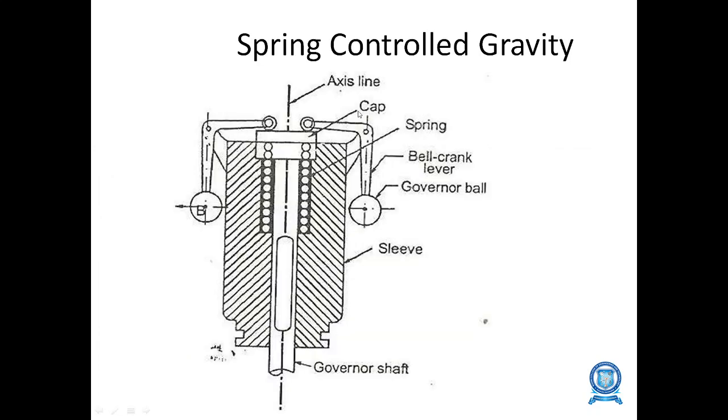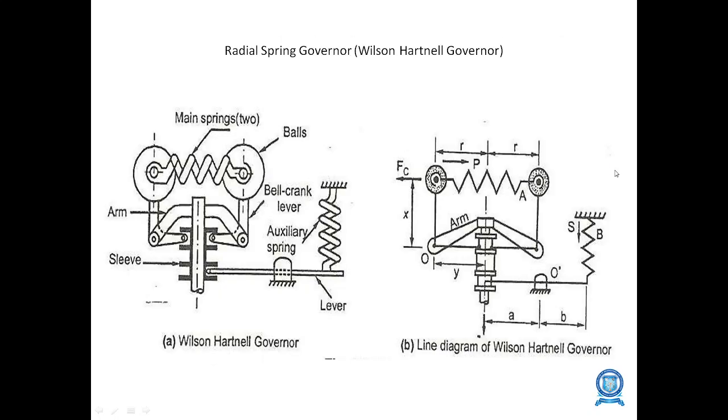So this is spring controlled gravity governor in which there is a shaft at the center. The sleeve moves up and down. The governor balls are attached to the sides, and this is the axis line. So this is the radial spring governor or Wilson-Hartnell governor in which the fly balls are connected to a main spring at the center, and there is an auxiliary spring at the side which is fixed at one end, and there will be a bell crank lever which moves the sleeve up and down. This is a line diagram for the Wilson-Hartnell governor.